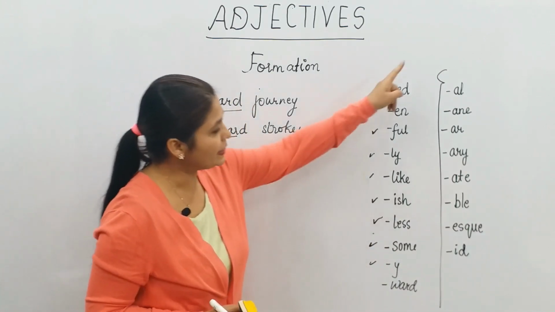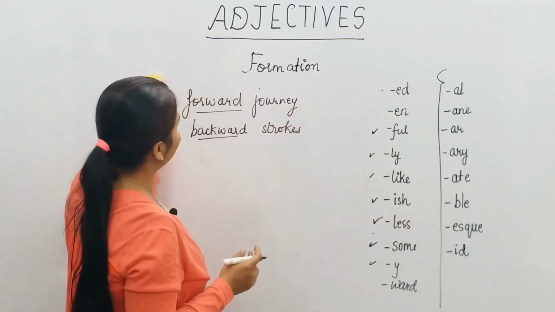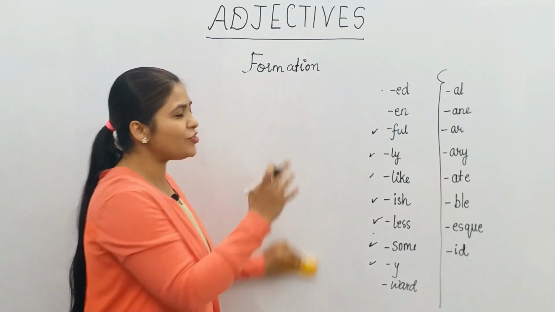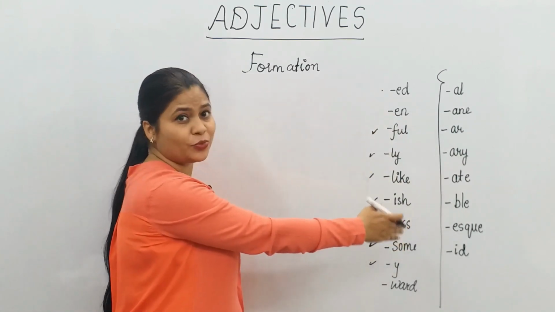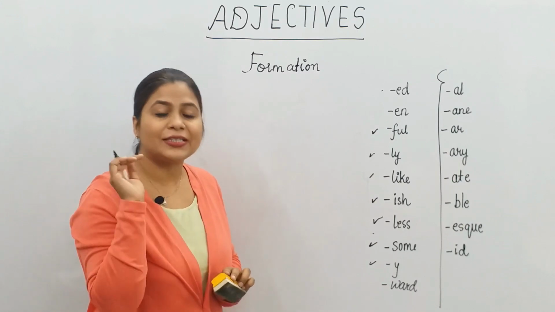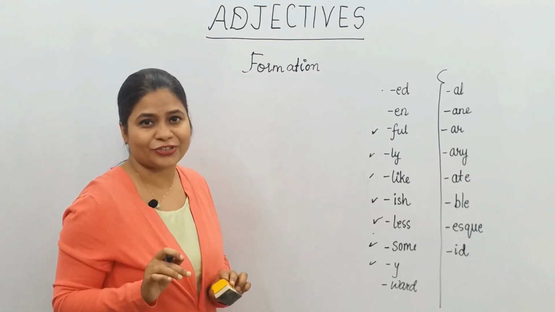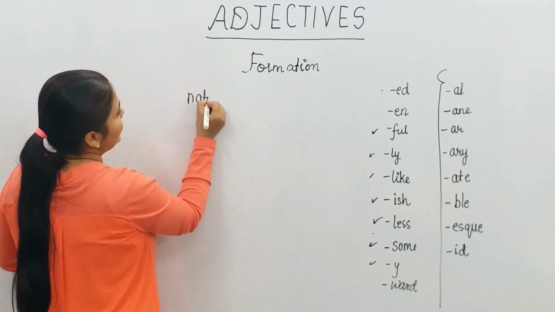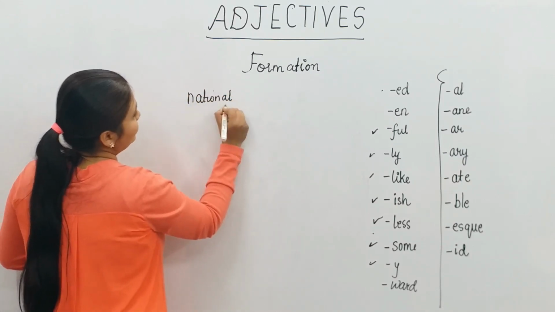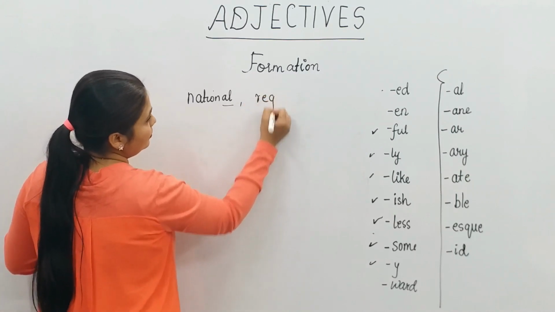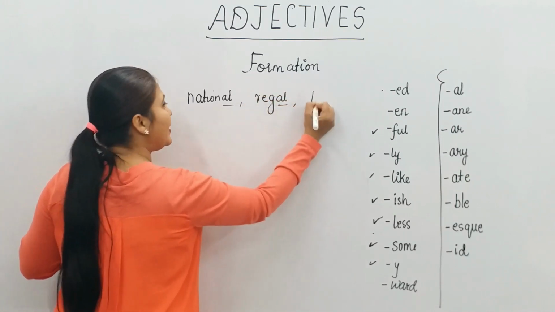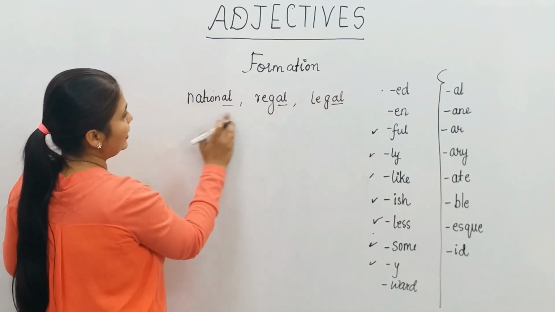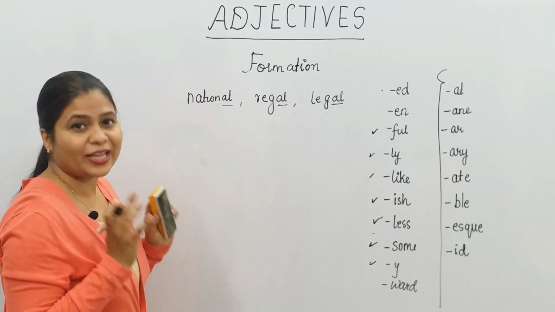Now let's look at this list. Why did I separate them? Why did I put them on the other side? Not much important though. It's just to suggest that these suffixes which we have over here are derived from Latin origin. So you have al. Let's pick up some adjectives. National, regal, which means royalty, legal. You saw that? I'm putting an al, making them into adjectives.